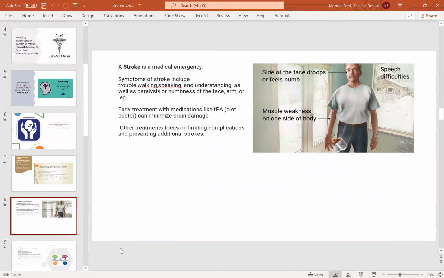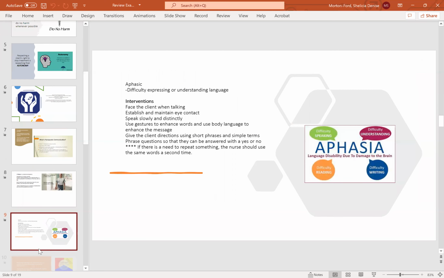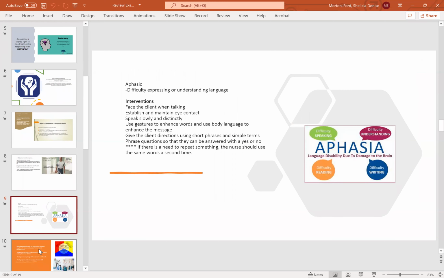A stroke is a medical emergency. Symptoms of a stroke include trouble walking, speaking, and understanding. There might even be paralysis or numbness of the face, the jaw, the arm, or leg. In early treatment, they want to try to administer medication. They call them clot busters, and that minimizes the brain damage. And then other treatment just focuses on limiting complications and preventing additional strokes.